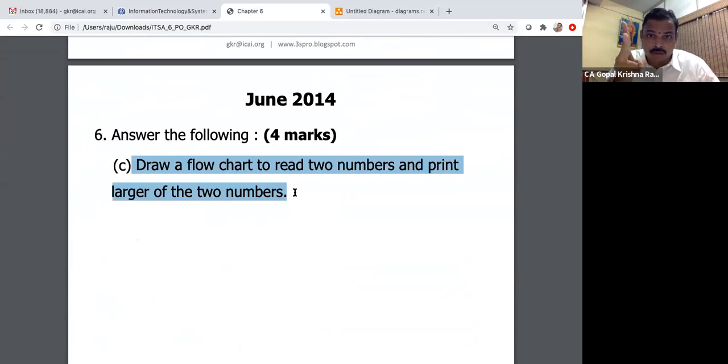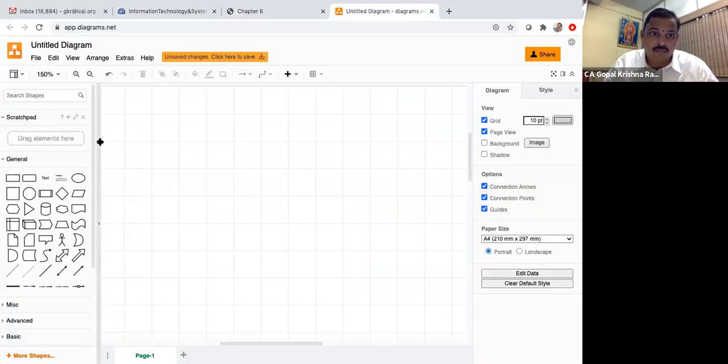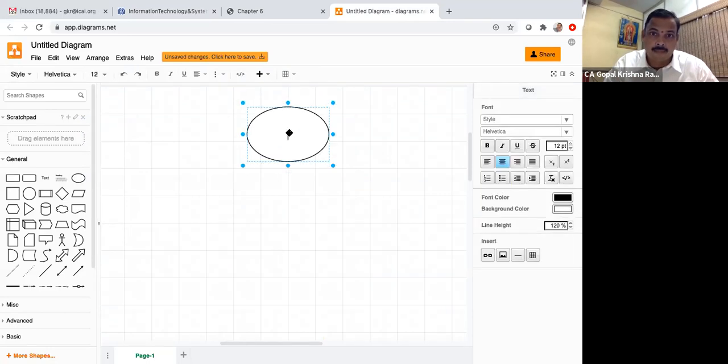So read two numbers. Okay, input two numbers. So I will say the two numbers are A, B. And larger of two numbers, so greater or lesser than. So let me do that first. So yes, I'll say start.